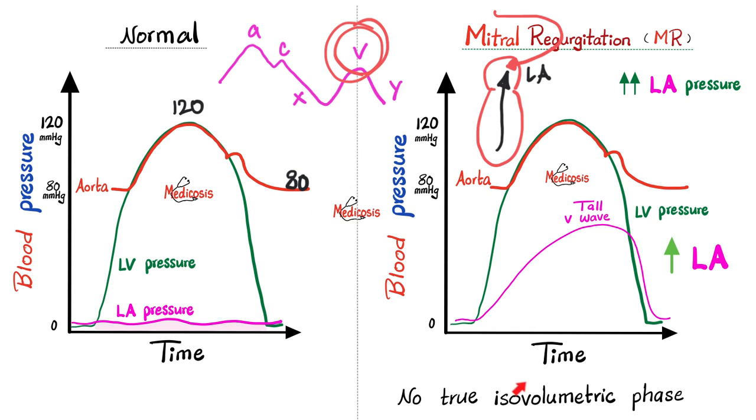Do we have a true isovolumetric phase during mitral regurg? No. Why not? Because isovolumetric means that the ventricle acts as a closed chamber when all the valves are closed. The mitral, tricuspid, aortic, pulmonic are all closed. But since this mitral valve is not good at closing, therefore the heart will never be a truly closed chamber, and therefore there is no true isovolumetric phase.